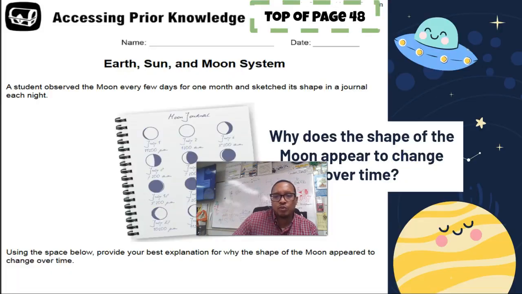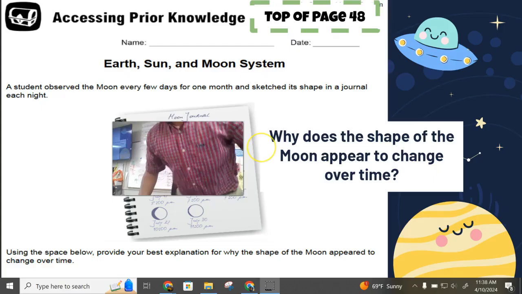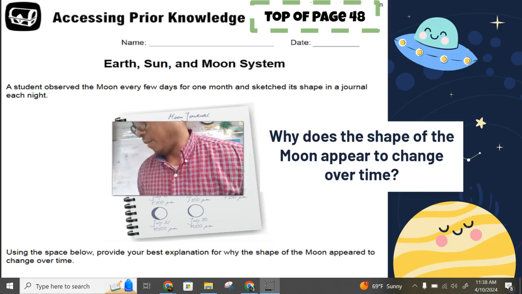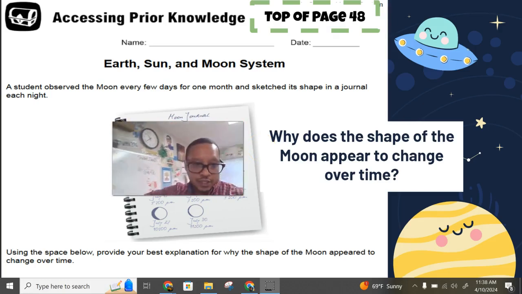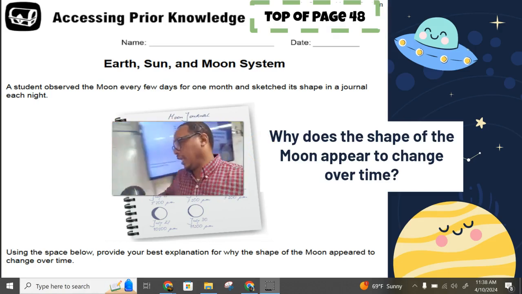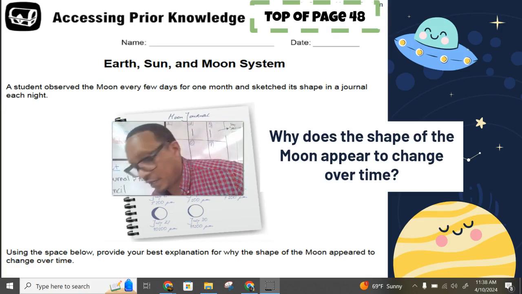Okay, cool. So on the top of page number 48, what I want you to do, we're going to do a little bit of moving. So on the top of page number 48, what I want you to do is make it look like this. Boom. And 48 should be a blank page.